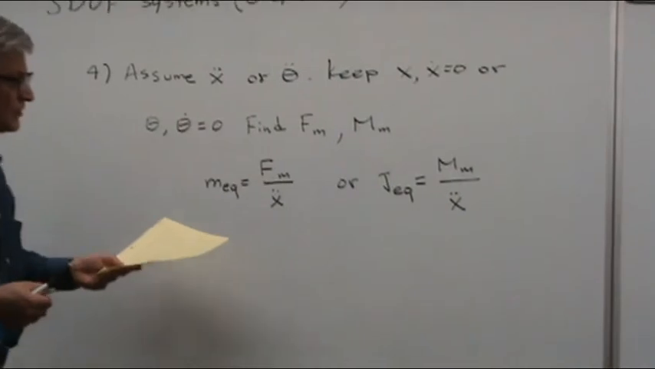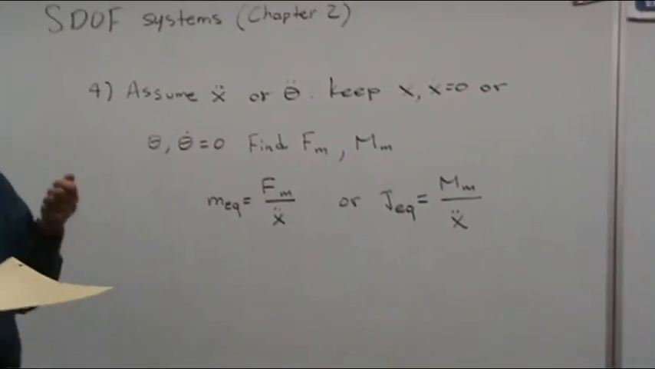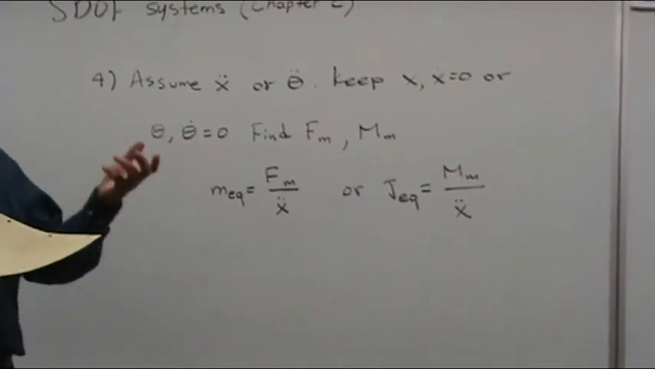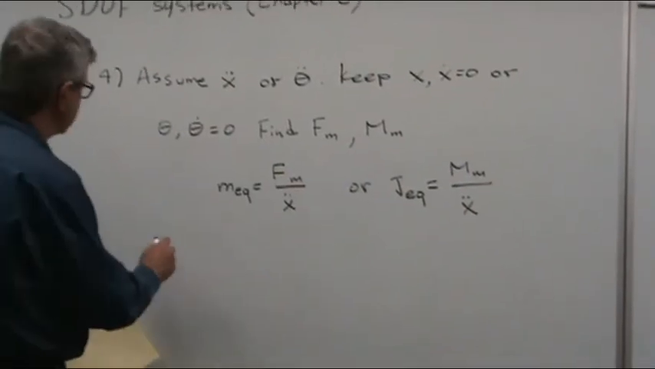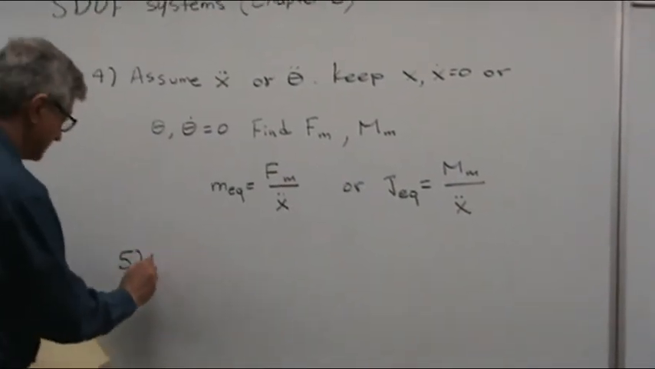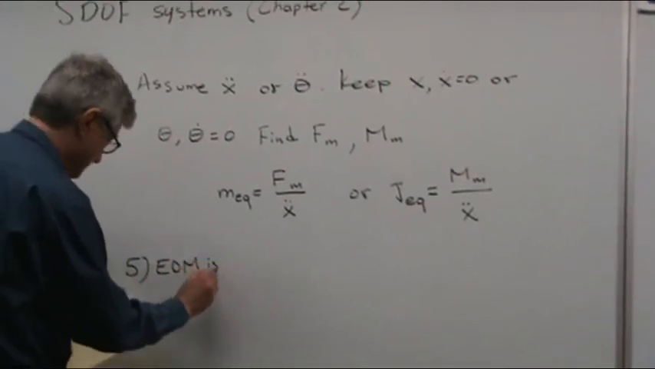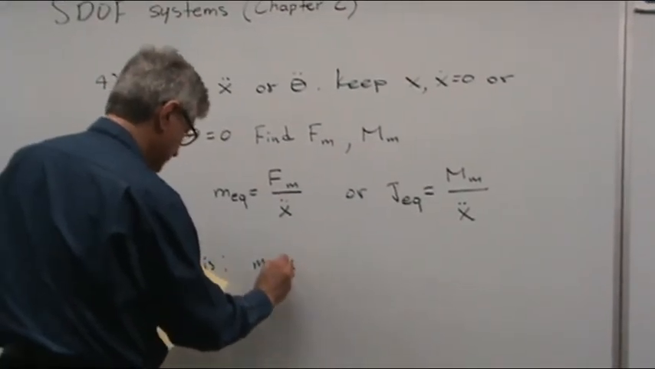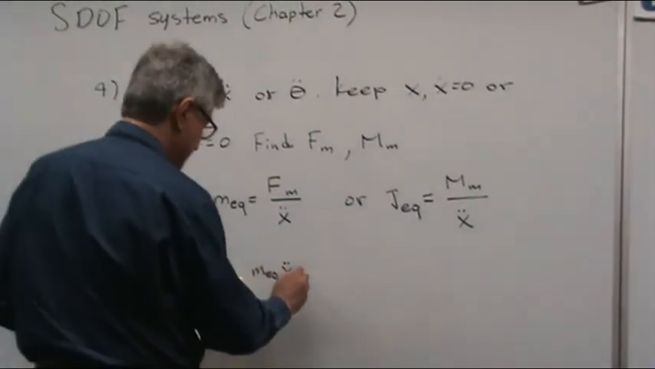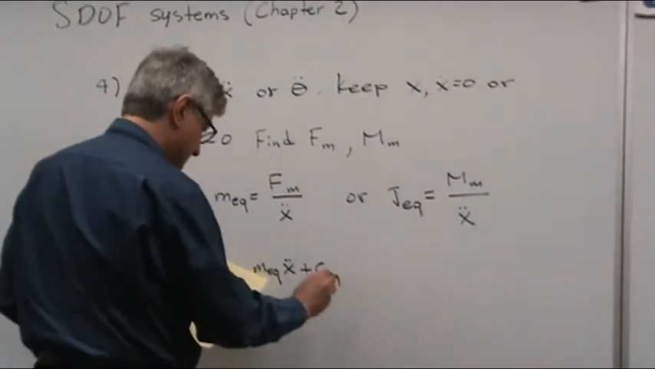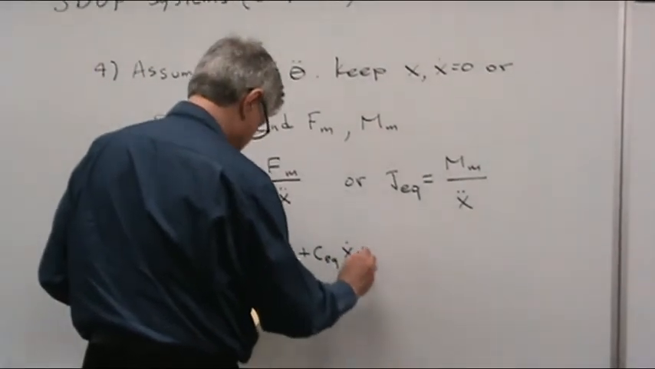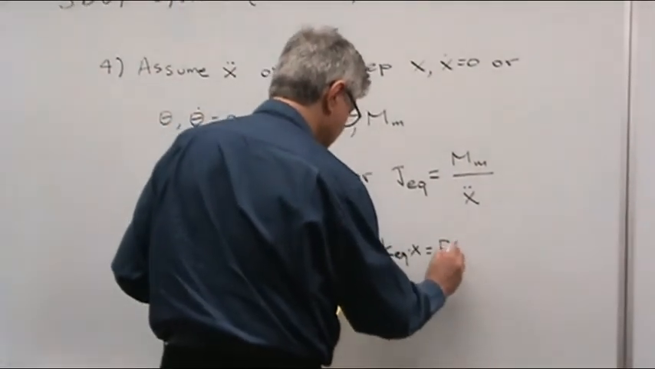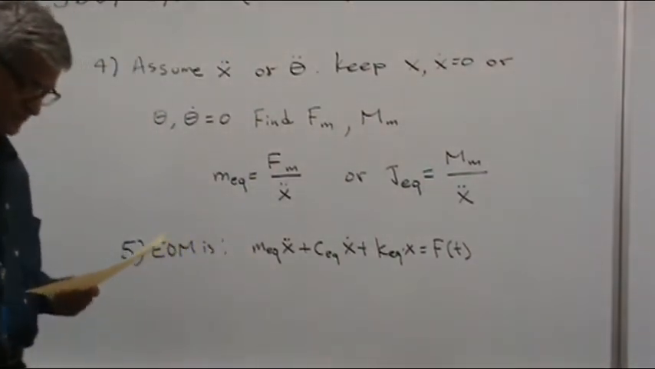Okay. Now, once you have the three quantities, equivalent mass, equivalent damping, and equivalent stiffness, you can assemble the equation of motion. So you are ready to write the equation of motion. Equation of motion is M equivalent x double dot plus C equivalent x dot plus K equivalent times x equal to f of t. That's the equation of motion.